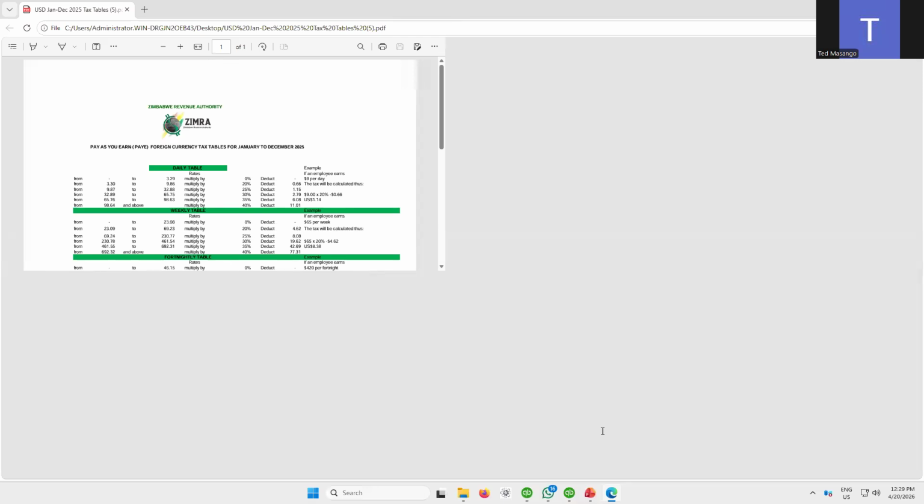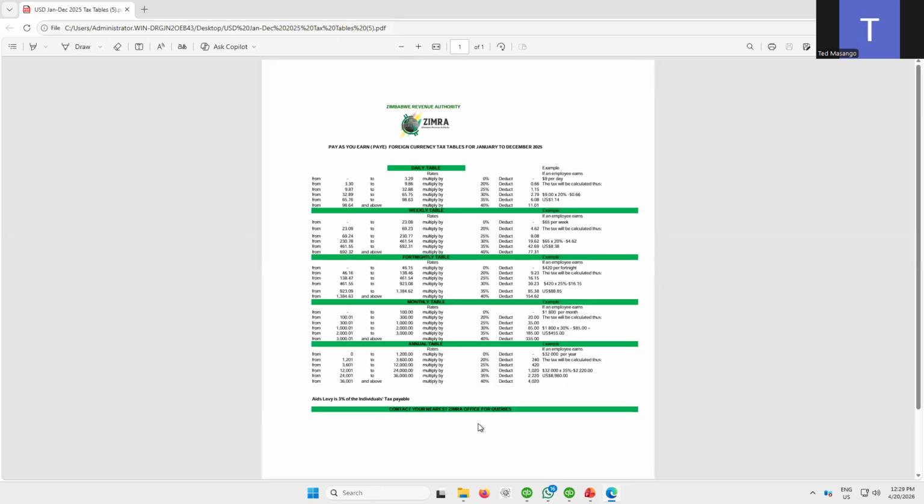Let me see if I'm sharing this. Yes, it's shared as far as, oh no, it's not shared. So let me share this. All right, it's shared now. Okay, shared. So our tax table, what it does, you can do a daily tax table if you are paying your employees daily, weekly, or fortnightly. But normally we apply the monthly tax table.